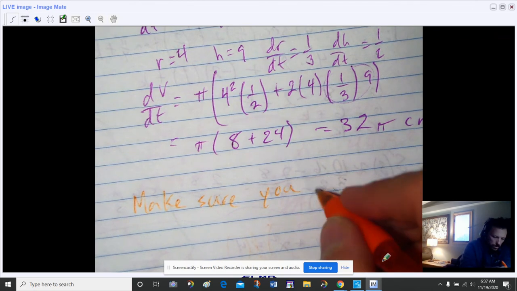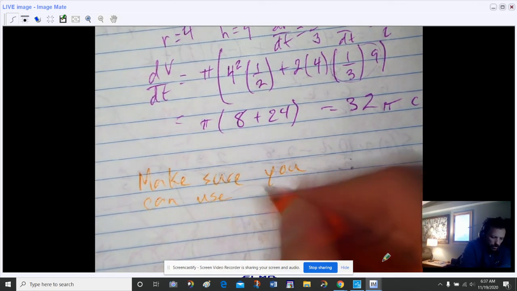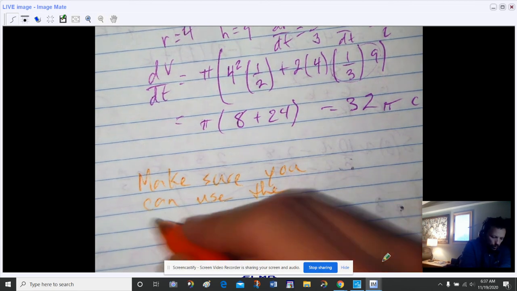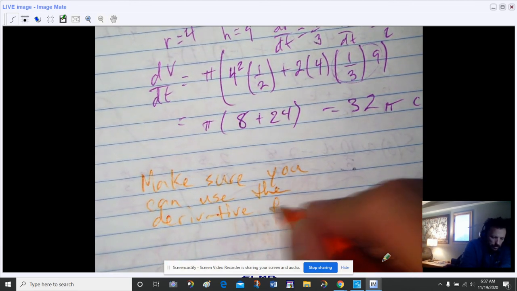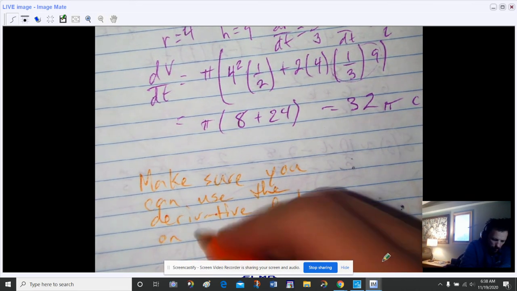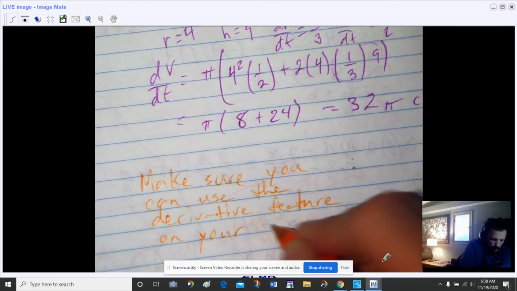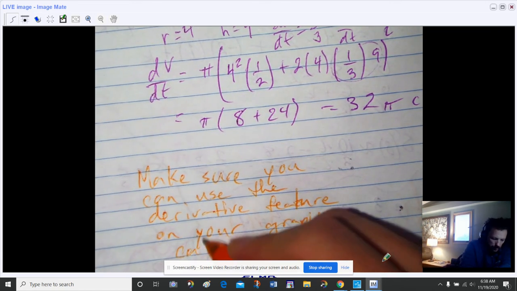So make sure you can use the derivative feature on your graphing calculator. All right.